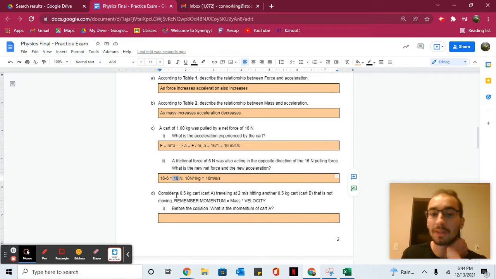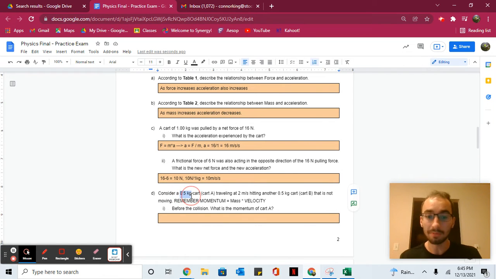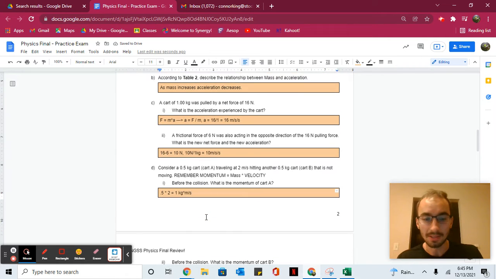D, consider a 0.5 kilogram cart traveling at 2 meters per second, hitting another 0.5 kilogram cart that is not moving. Remember, momentum equals mass times velocity. Before the collision, what is the momentum of cart A? Before anything happens, okay? What is the momentum? So momentum is mass times velocity. So it weighs 0.5 and it's going 2 meters per second. So 0.5 times 2 equals 1. And if you're curious, it's just the units for mass times the units for velocity. That is the units for momentum.